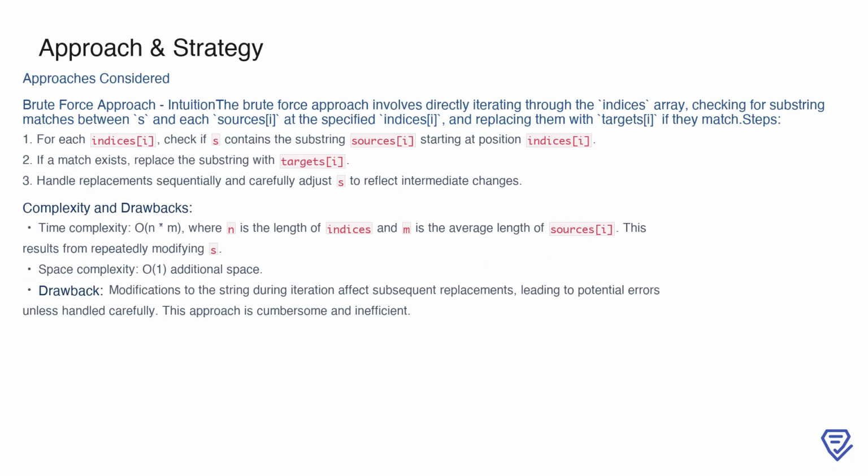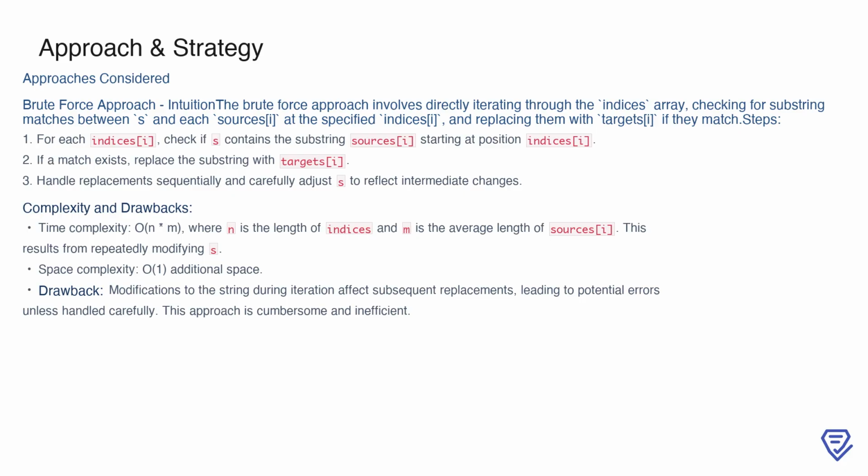To begin, let's consider the brute force approach for solving this problem. The idea here is straightforward. We iterate through the indices array and, for each position, check if the substring in S matches the corresponding sources[i]. If a match is found, we replace that substring with targets[i] directly. The process involves sequentially updating the string, which means we must carefully track changes to avoid issues with subsequent replacements. However, this approach has significant drawbacks. The time complexity is O(n * m), where n is the length of the indices array and m is the average length of the substrings in sources.